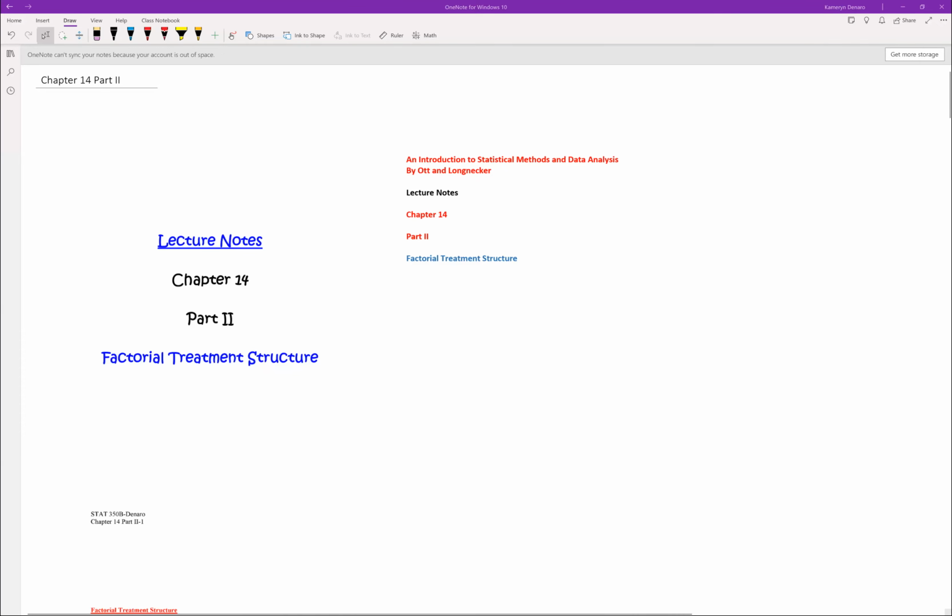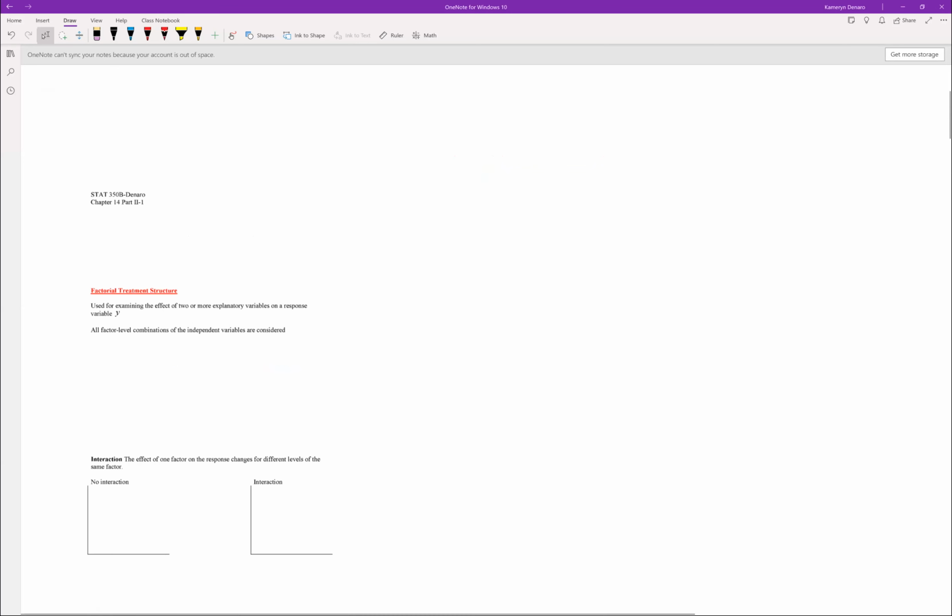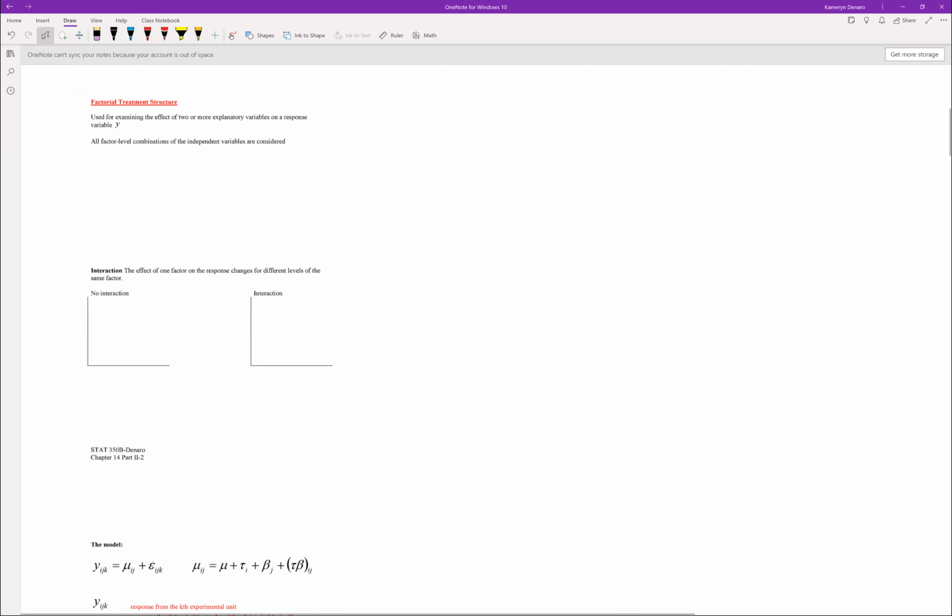Hello, everyone. We're working through An Introduction to Statistical Methods and Data Analysis by Ott and Longnecker, Chapter 14, Part 2, Factorial Treatment Structure. In a factorial treatment structure, we are going to examine the effect of two or more explanatory variables on a response variable y. And we're going to consider all the factor level combinations of the independent variables.